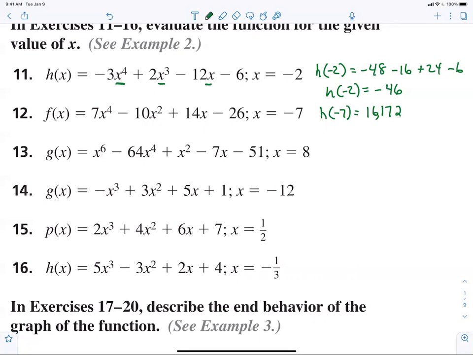Double check him. 16,193. What was that? Zayden, tell me that again, please. 16,193. Somebody else. Yeah, 16,193. I got 16,193. All right.